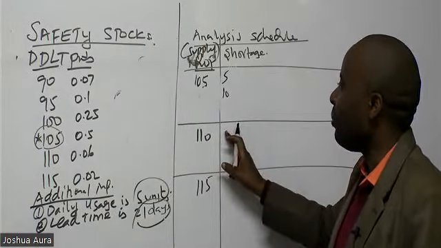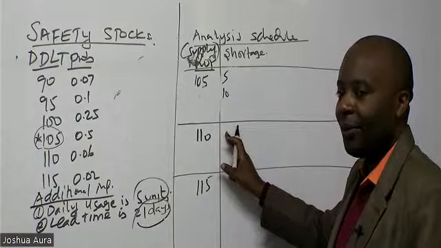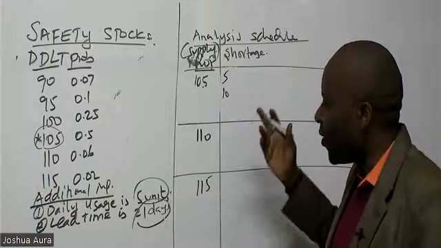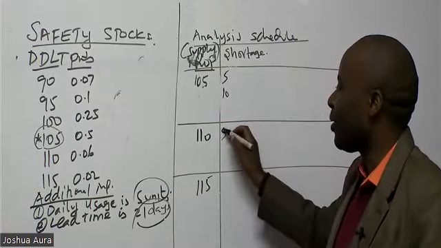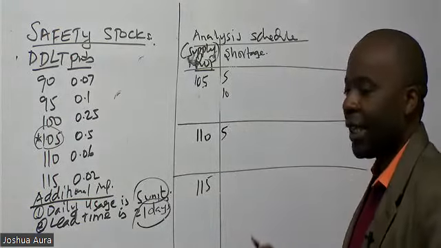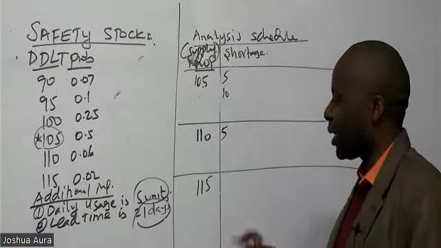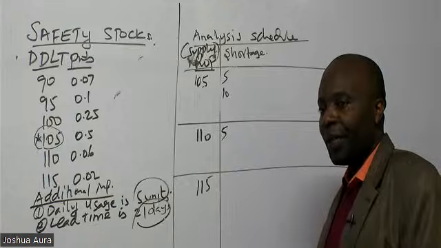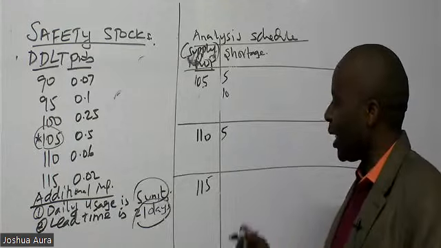Is there somebody who can give me the possible shortage here? Yes, if I just look at this, only one possibility, 5. So if I stock this, is there any possible shortage? 0, isn't it? No possible shortage like that.